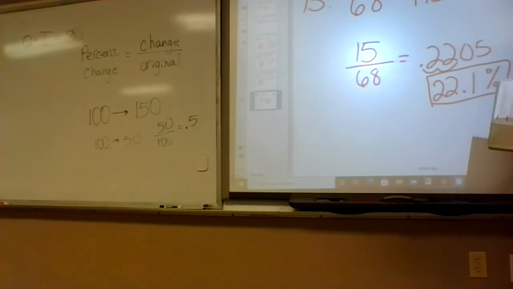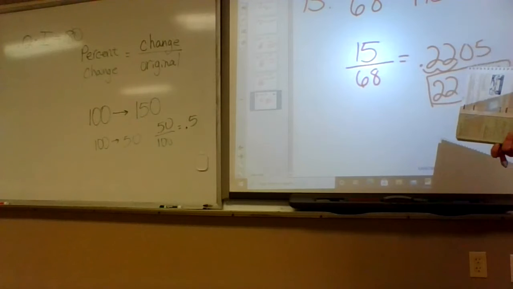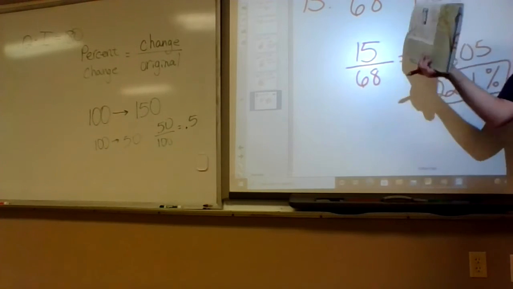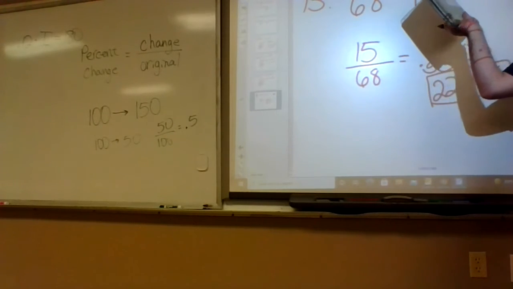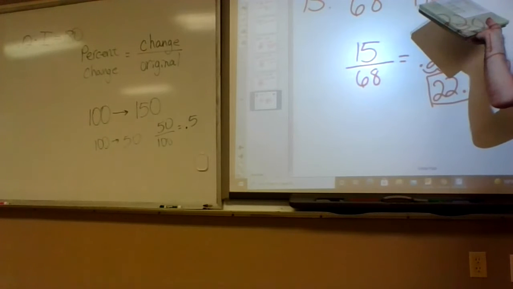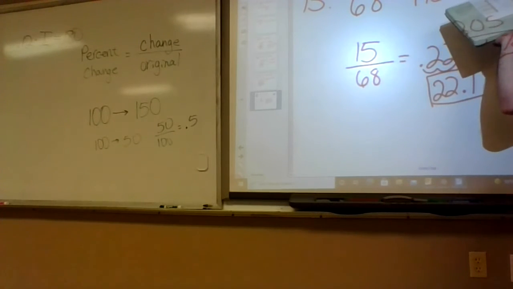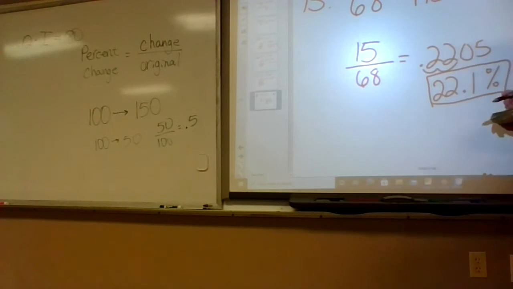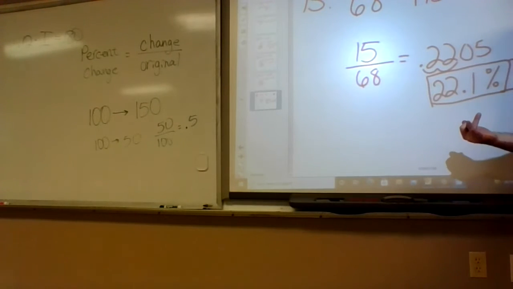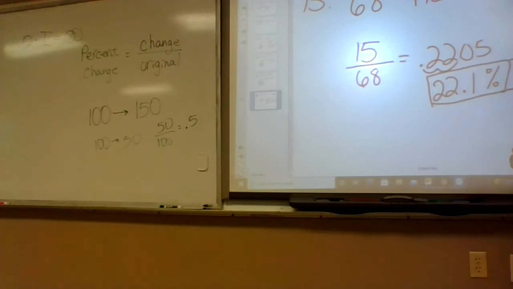The second question on 15 is what's the new amount? If we started with 68, the change is supposed to be plus 15. 83. You just add those together. So the new amount is 83. Any questions on how we got that? Did we need the percent change to figure that out? No, we didn't. It's kind of like just a separate idea.